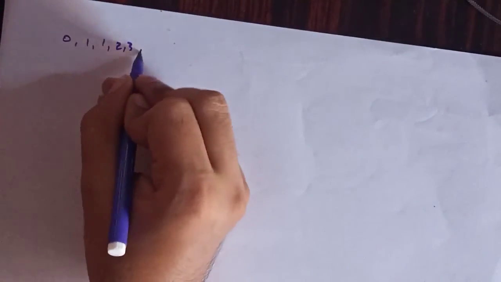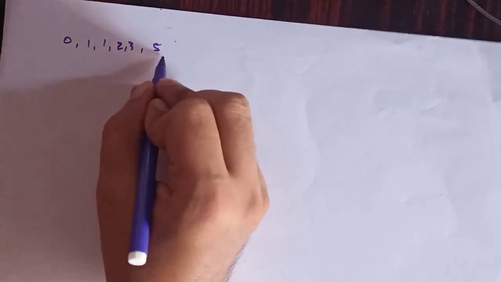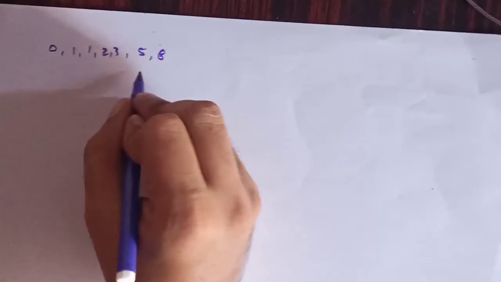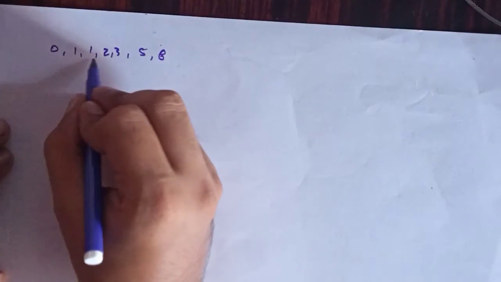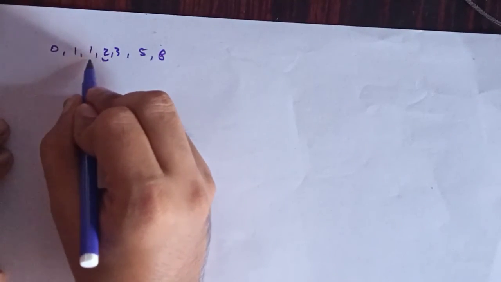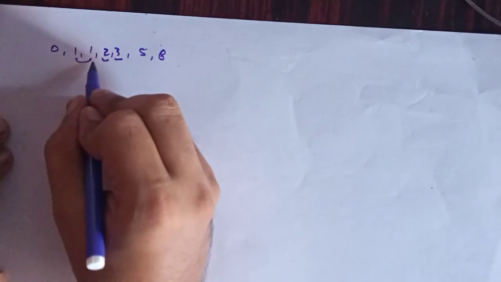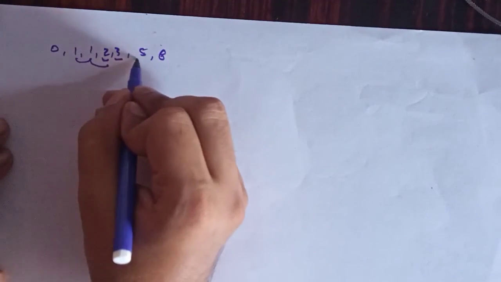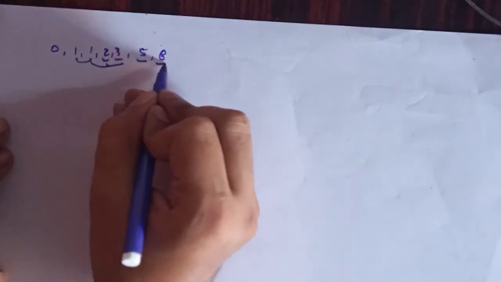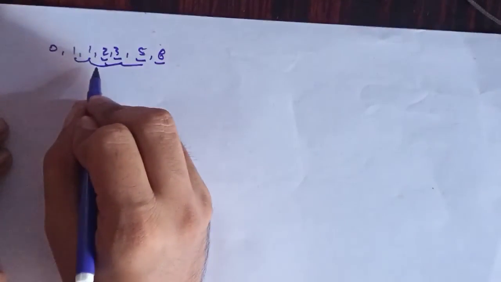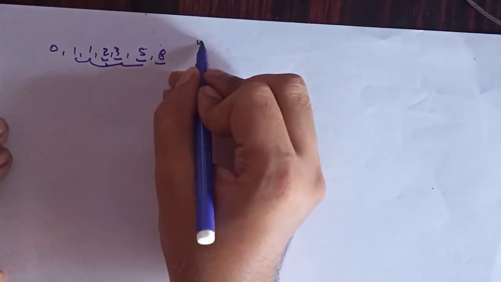It's a series where elements are printed as 0, 1, 1, 2, 3, 5, 8. The pattern that follows here is that every element is actually the sum of its previous two elements. For 3 you can see it's 1 plus 2, 5 is 2 plus 3, 8 is 3 plus 5. These values are printed up to a certain number n.